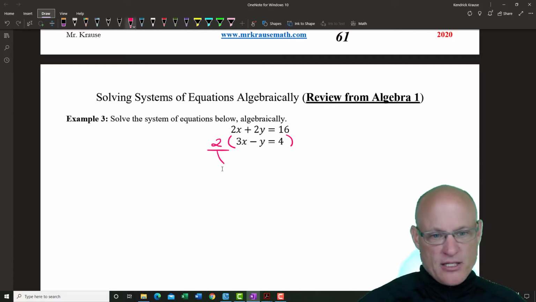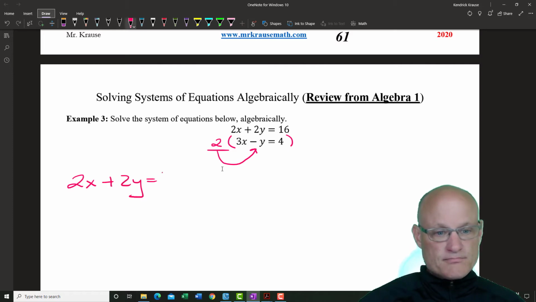Now, why did I do that? Because 2 times negative y would give me negative 2y, and then these, when I put them together, cancel each other out. And that's my goal. That's what I want to happen. So I'll come over here and rewrite these. The first one doesn't get changed. And then this one becomes 3x. Oh, excuse me, we're multiplying through by 2. Don't forget, everything gets multiplied through by 2. So this is 6x minus 2y equals 4.